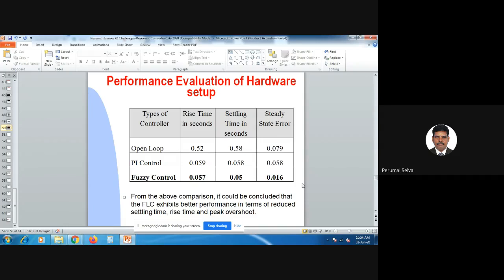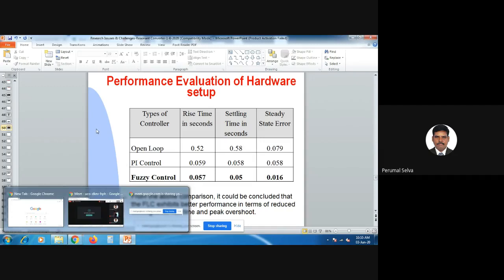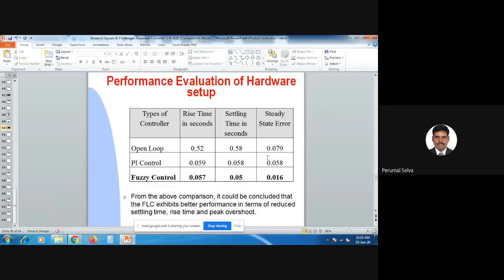So, performance evaluation of the hardware setup. From the above comparison, it could be concluded that the FLC exhibits better performance in terms of reduced settling time, rise time, and peak overshoot. Next slide, sir.